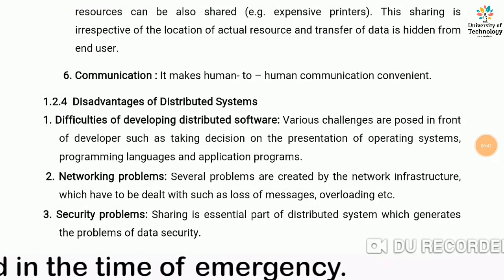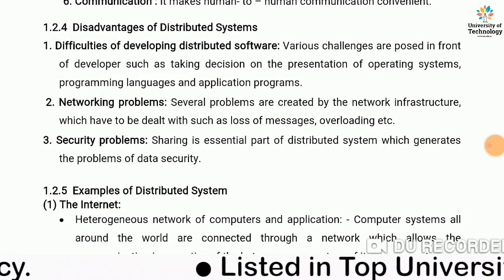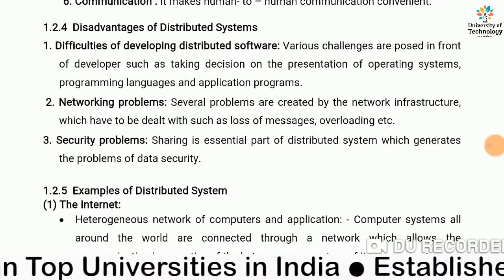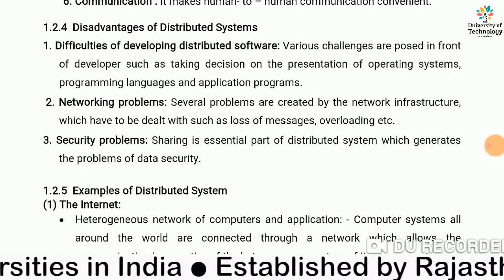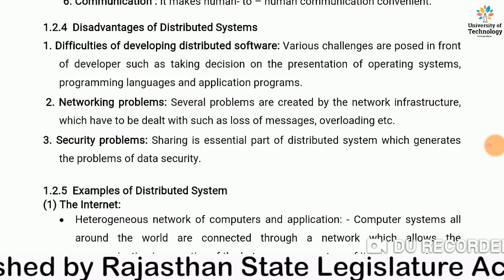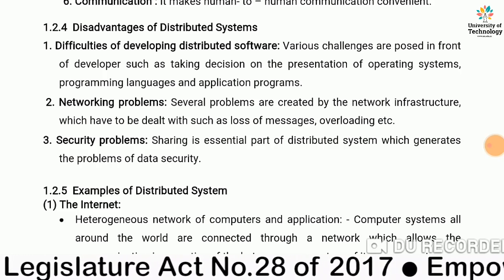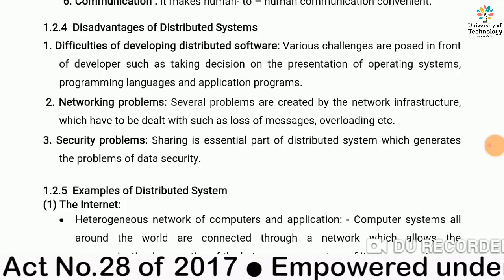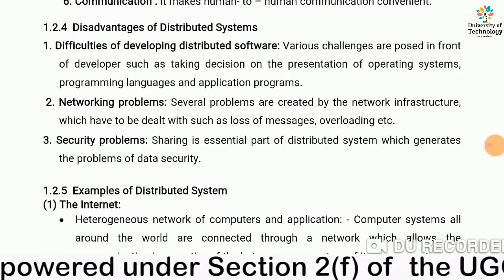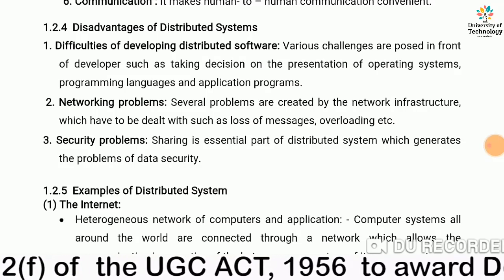Next, demerits or disadvantages of distributed system. First, difficulties of developing distributed software. Various challenges are posed in front of developers, such as taking decisions on the presentation of operating system, programming language, and application programs. Second, networking problems. Several problems are created by the network infrastructure which have to be dealt with, such as loss of messages, overloading, etc. Next, security problems. Sharing is an essential part of a distributed system, which generates the problems of data security.